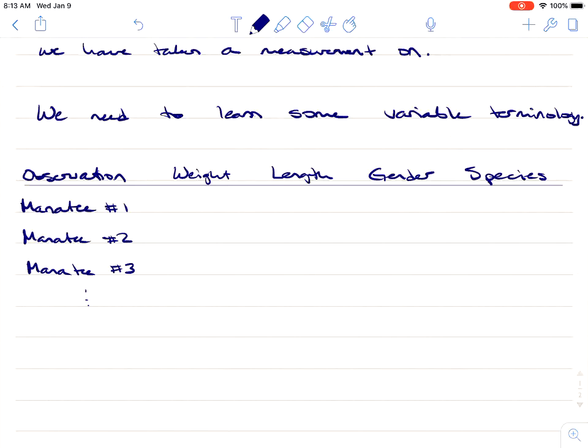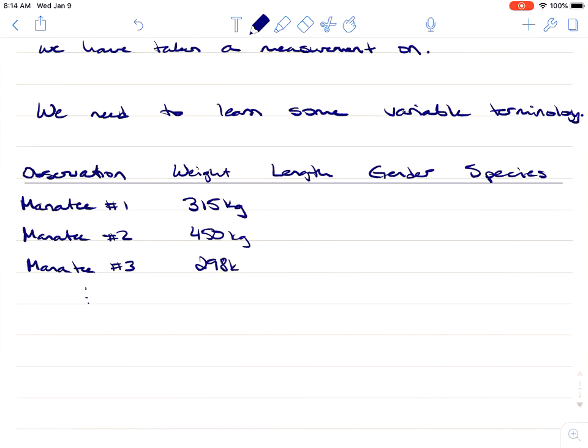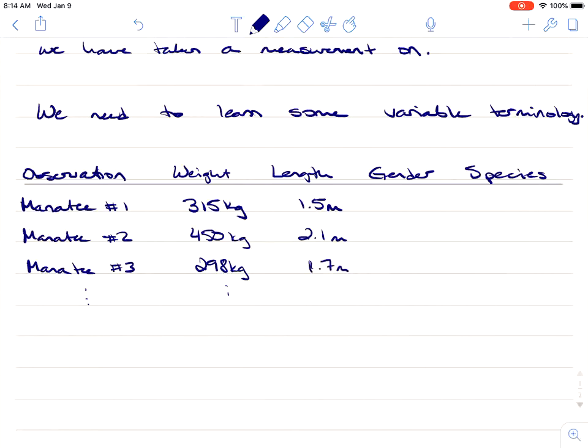The first manatee weighs 315 kilos. I have no idea if these are reasonable or not. I made them up once upon a time and never checked them, so doesn't matter. The second manatee weighs, let's say, 450 kilos, 298 kilos for manatee number 3, etc. The length of manatee number 1 is, say, 1.5 meters. Manatee number 2 is 2.1 meters. 1.7 meters for manatee number 3, and so on and so forth.